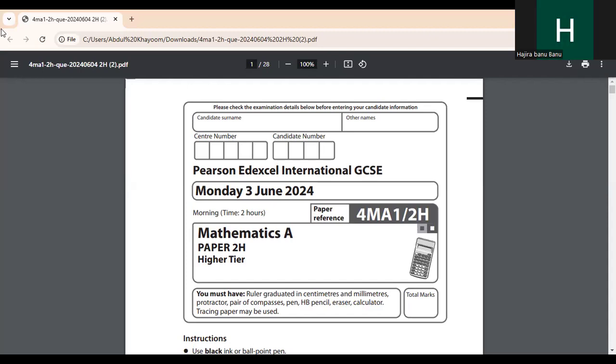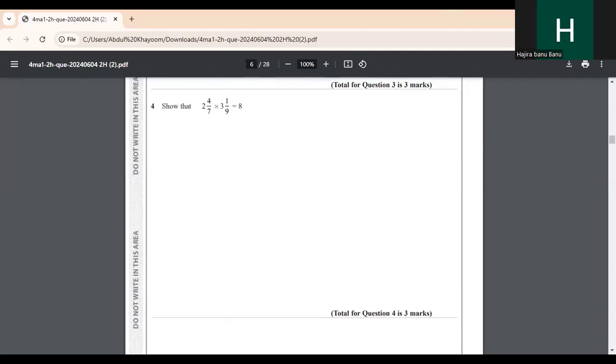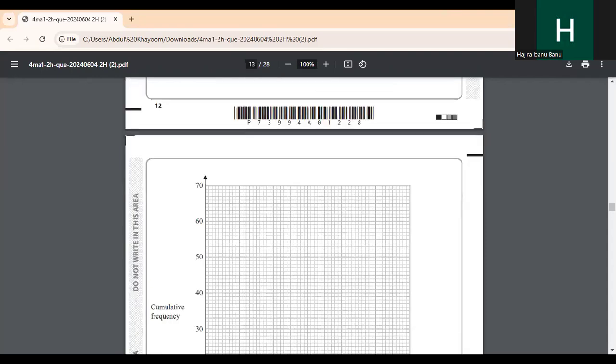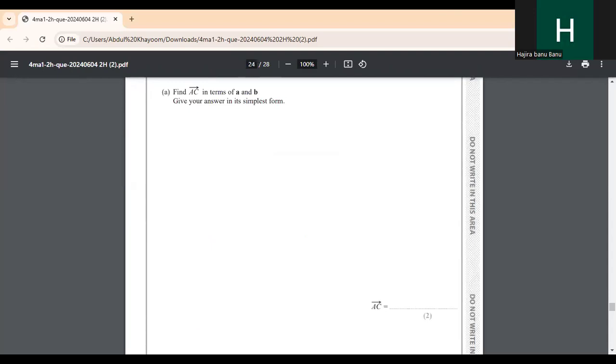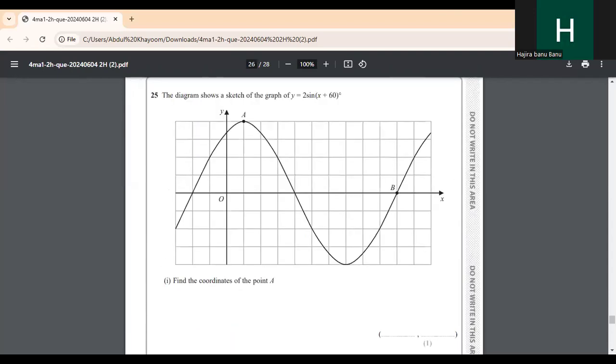This is the paper of 3rd June 2024, and I'm going to do now the last question, question number 24 from this paper. I will do some more questions also. Okay. Question number 25, the last question we will be solving here. Right? Let's start.